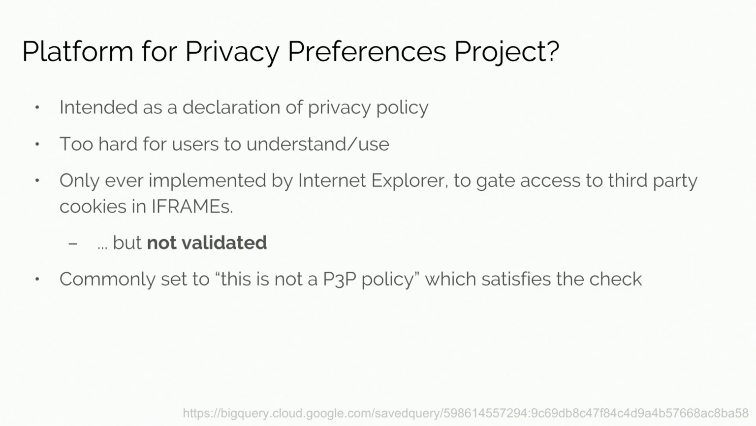This is a header that stands for the Platform for Privacy Preferences Project. It is intended as a machine-readable declaration of privacy policy. The idea being that your website would declare via the P3P header what your data collection, retention, and processing policies were, and then user agents could surface that information to end users in a way that is consistent across websites. This actually seems like a really good idea. It was kind of ahead of its time. It was standardized in 2002, and we never really found a use for it.